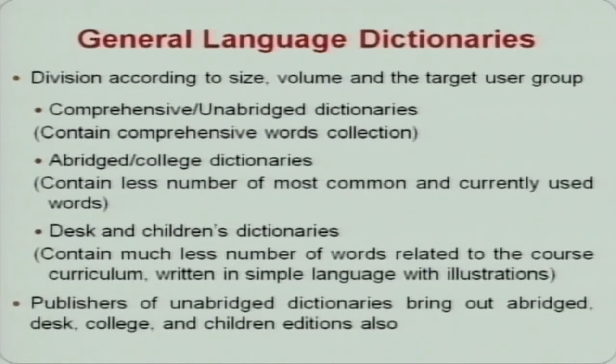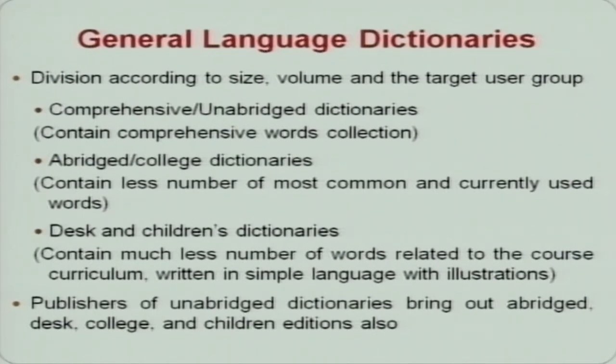Now, division according to size, this is most important because all dictionaries are not very voluminous. There are some comprehensive dictionaries, we call them unabridged dictionaries. So, they contain comprehensive word collections. There are abridged or college dictionaries which contain fewer words. However, they are the most commonly or currently used words. Desk or children's dictionaries, you will find, contain much fewer words. However, they use simpler language. They are illustrated with examples also.